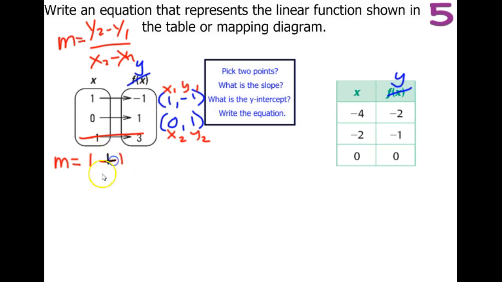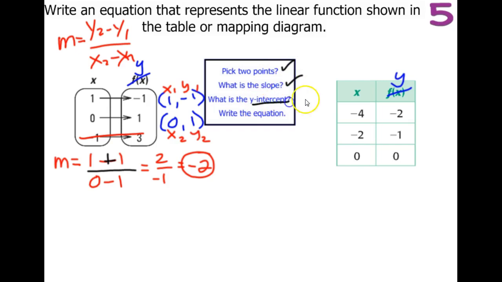Those make a positive. Then on the bottom, x2 minus x1, 0 minus 1. Well, 1 plus 1 is 2. 0 minus 1 is -1. So if we simplify that, 2 divided by 1 is 2, and it's negative. So there's our slope. We picked our points, we found our slope.